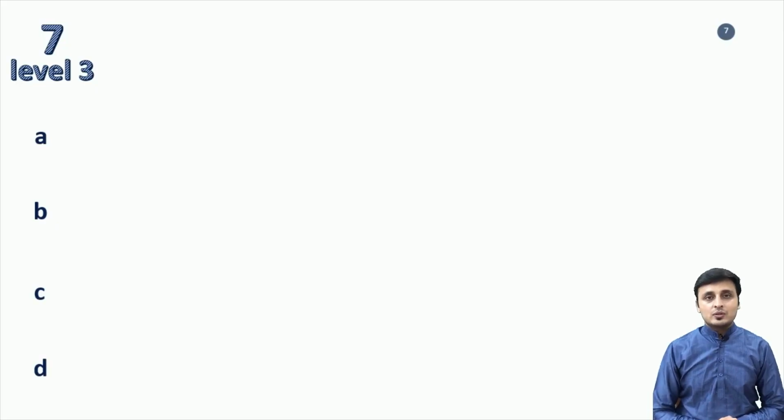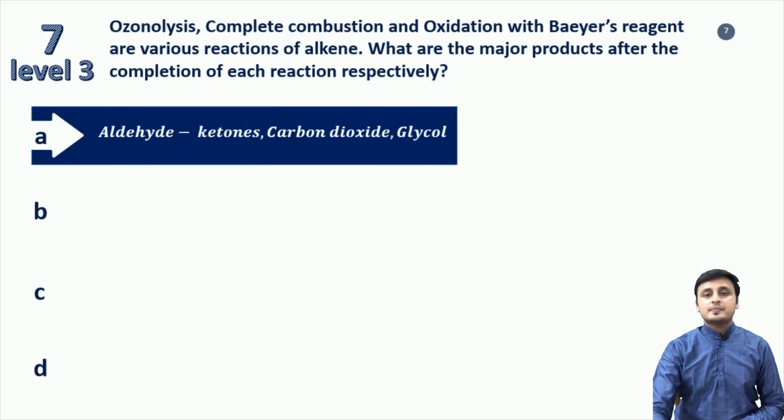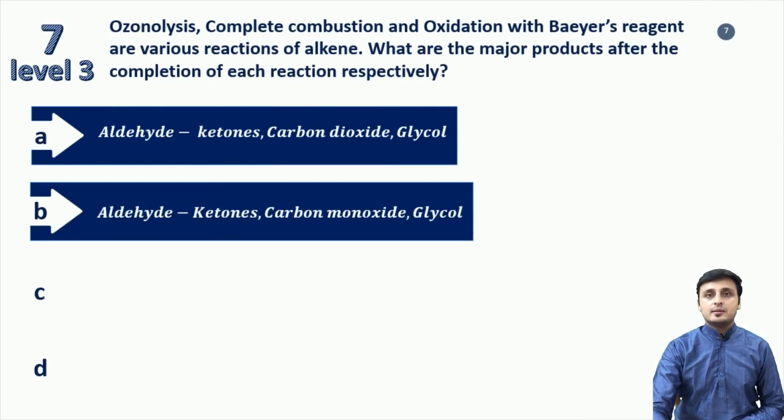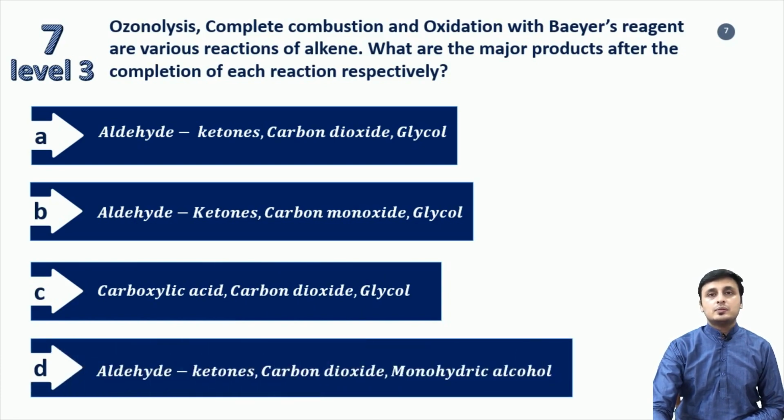Now presenting the seventh question of the show. Question 7, level 3, and the question is: ozonolysis, complete combustion, and oxidation with Baeyer's reagent are various reactions of alkene. What are the major products after the completion of each reaction respectively? Options are A, aldehyde ketones, carbon dioxide, glycol. B, aldehyde ketones, carbon monoxide, glycol. Option C, carboxylic acid, carbon dioxide, glycol. And option D, aldehyde ketones, carbon dioxide, monohydric alcohol.